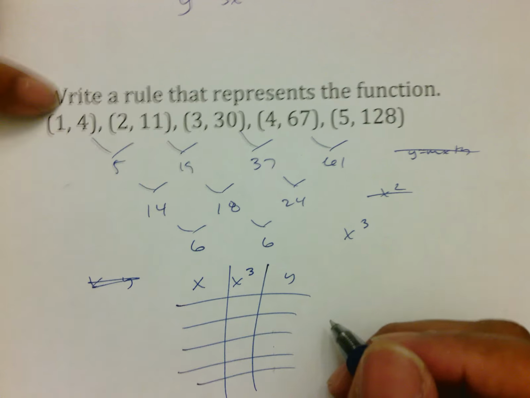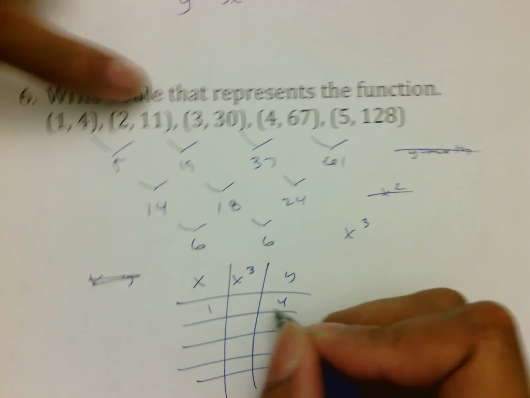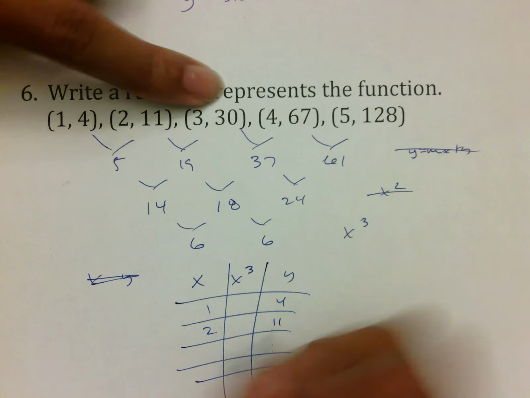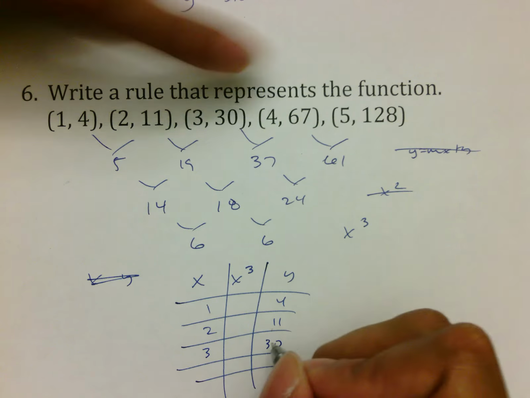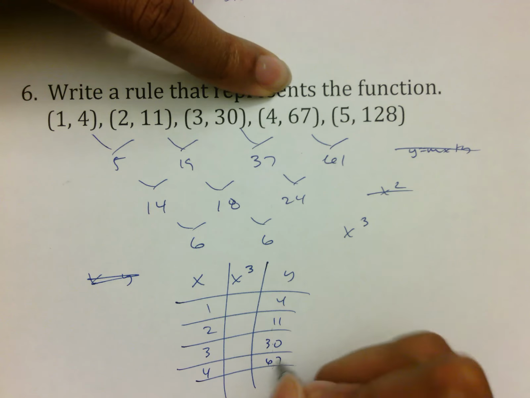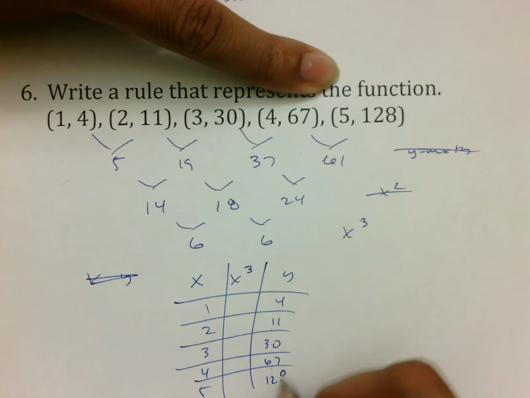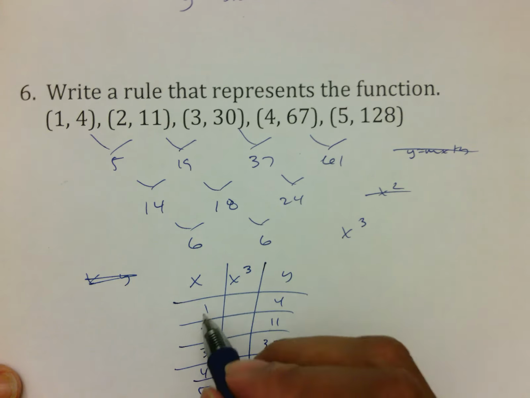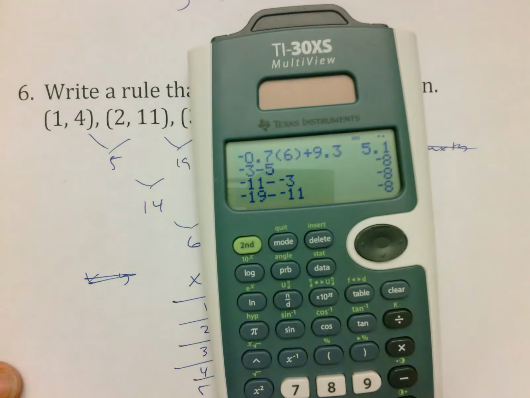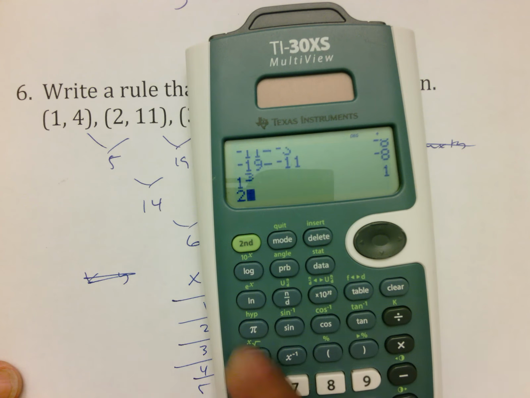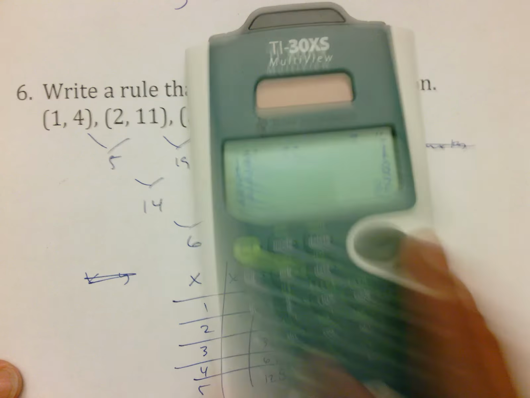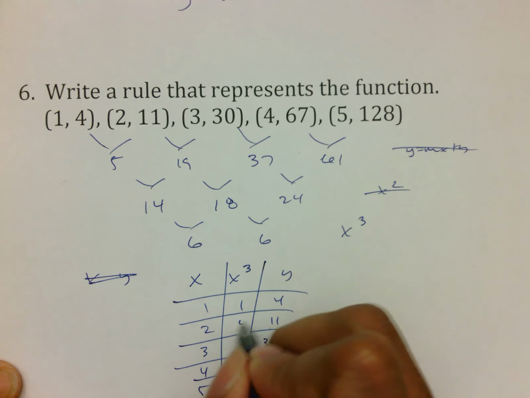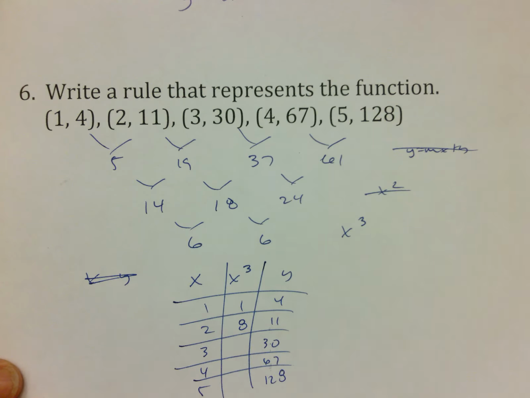And again, take the numbers here, 1, 4, 2, 11, 3, 30, 4, 67, 5, 128, and then go ahead and take your 1 and plug it in. Again, if you don't know what you're doing, just hit 1 caret 3 for 1 to the third, 2 caret 3 for 2 to the third, 3 caret 3 for 3 to the third, but don't mess that up because that makes all the difference in you getting to where you need to be.